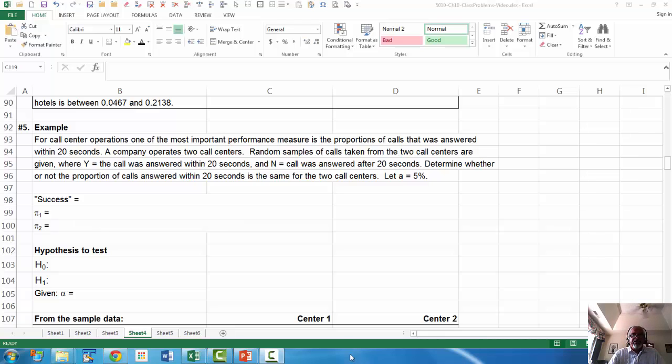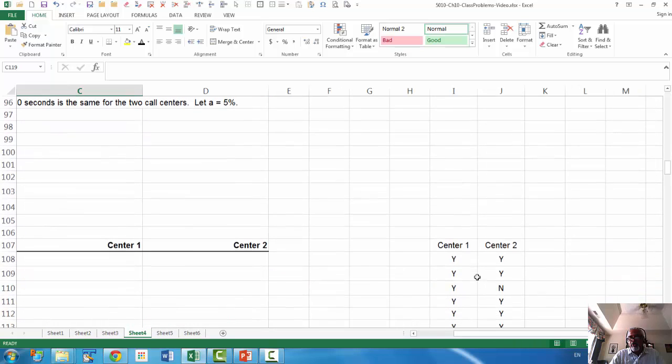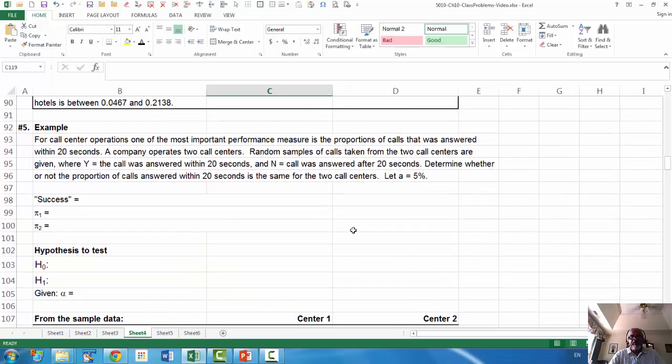So here in this example we have two call centers, and one of the measures of how well the call center is operating is to look at the proportion of calls that are answered within 20 seconds. So here we are given a sample from the two call centers, and if a call was answered within 20 seconds you have a Y, and if the call is not answered within 20 seconds then we have a N there. So we want to develop a hypothesis test whether the two proportions of calls that are answered within 20 seconds are the same for the two call centers or not.